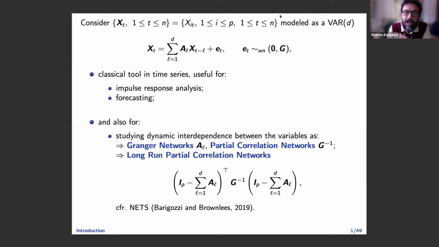We estimated the VAR the way you see written above, and we defined a series of networks. So A(L) would be the Granger network, the inverse of G the partial correlation network or contemporaneous network. And when you put everything together, the thing you see there is nothing else but the inverse of the spectral density matrix of X at frequency 0. That's a long-run partial correlation network.